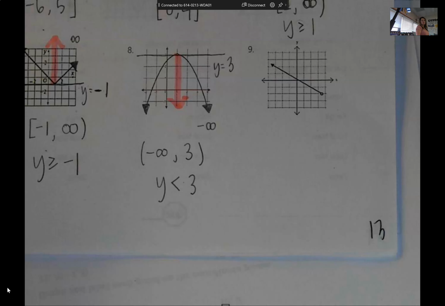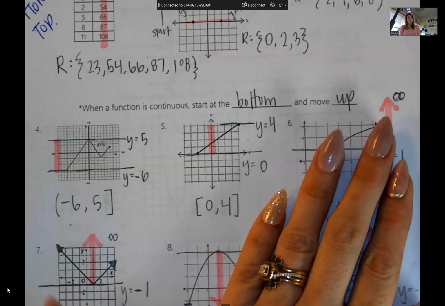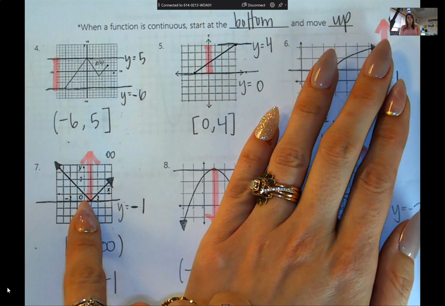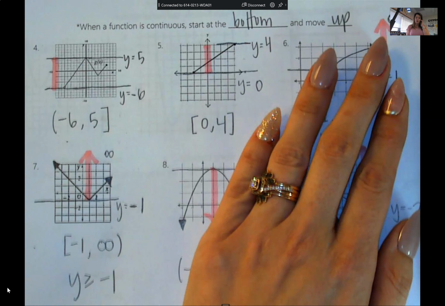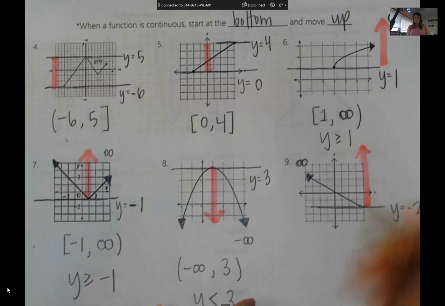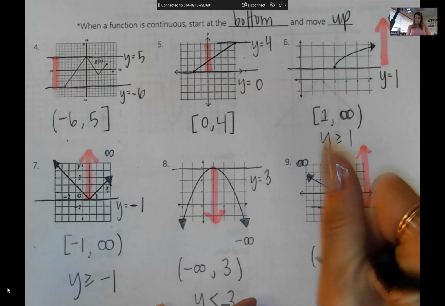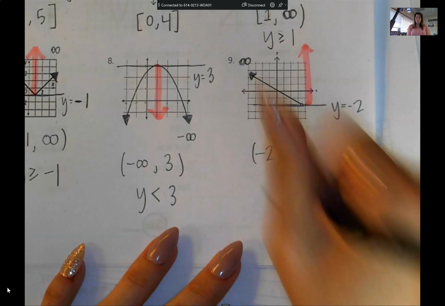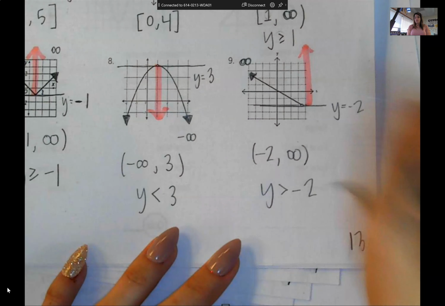Okay, if you have the interval, do the inequality. Yes? The arrow. They're both pointing towards infinity, though. You're looking at the top and bottom point. Oh, okay. Did you write the inequality? Okay, this is parenthesis -2 to infinity. And your inequality is any number greater than -2.